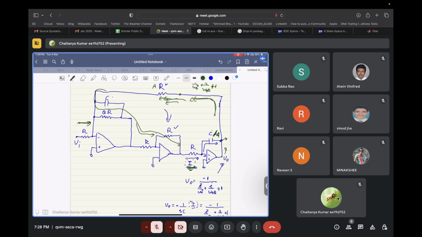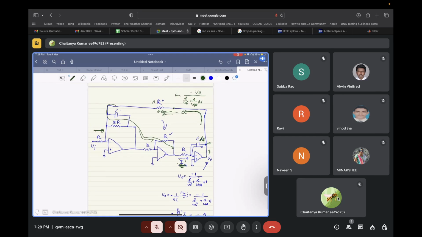Okay. I am claiming that this circuit over here, I will copy the circuit to the next page.